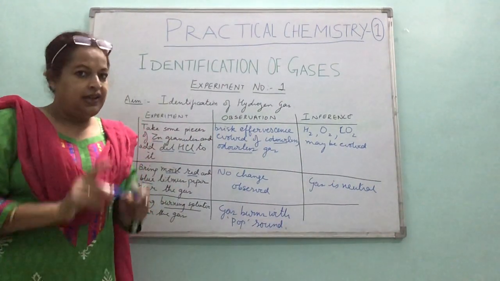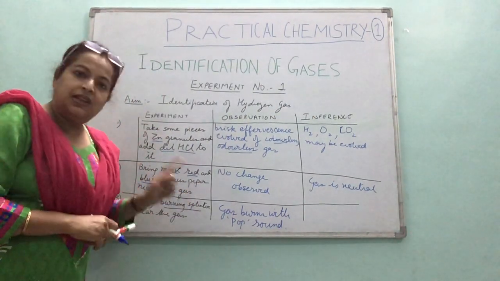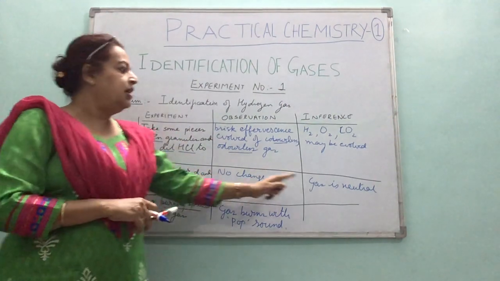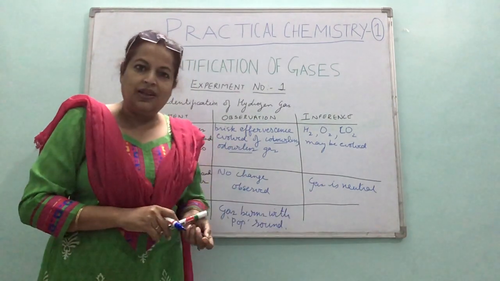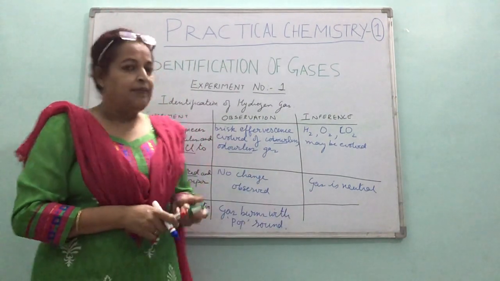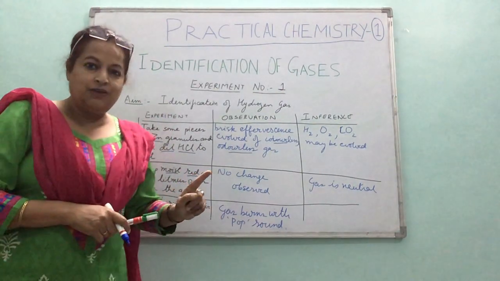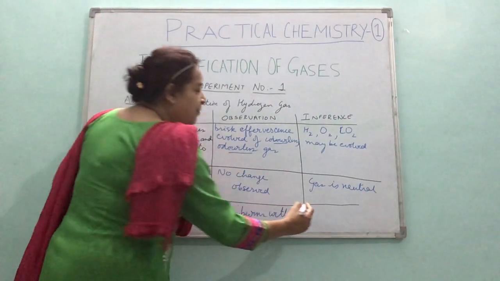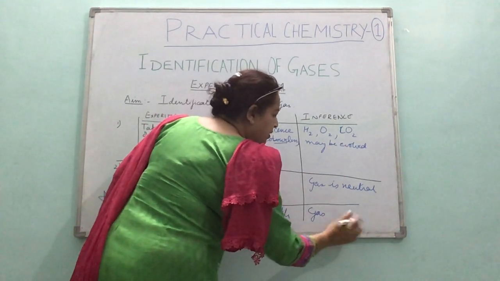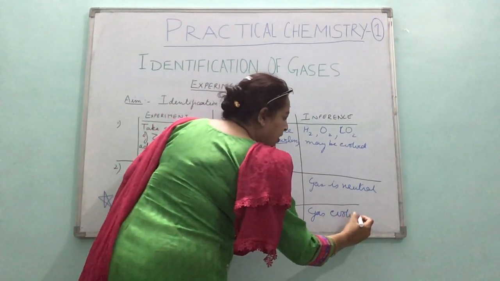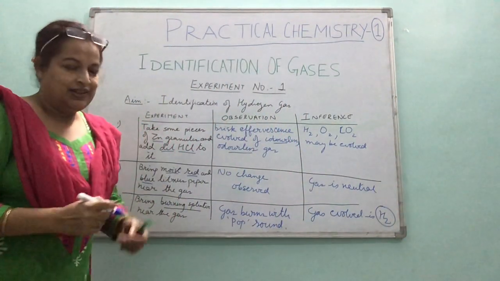The confirmatory test for each gas has to be performed. The litmus test is not the confirmatory test. It only tells whether the gas is acidic, basic or neutral. And there are so many neutral gases, so it doesn't confirm whether it is hydrogen or not. But only hydrogen burns with a pop sound, so it confirms that the gas evolved is hydrogen. Now this is my inference.